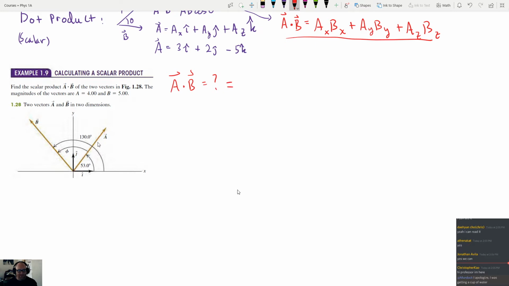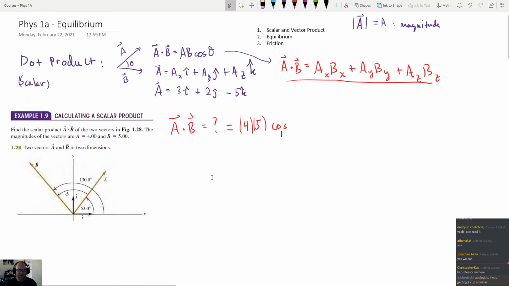Well, it's going to be equal to the length of A, which they're telling us is 4. There are no units here. Multiplied by the length of B, which they're telling us is 5. And then I need to multiply by the cosine of the angle that is in between them. So on our picture here, what is that angle going to be? Can anyone type in the chat? What's the angle we're going to use if I want the angle that's included between the two vectors? Is it going to be 53, 130? Is it going to be something else?